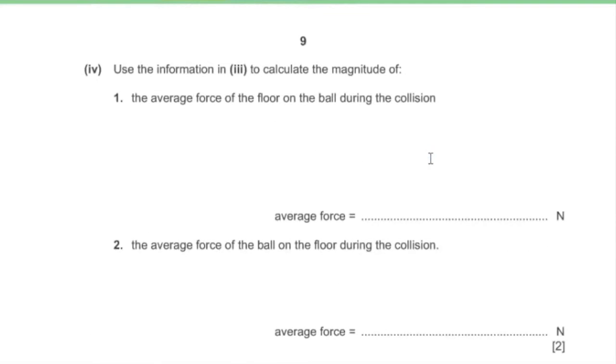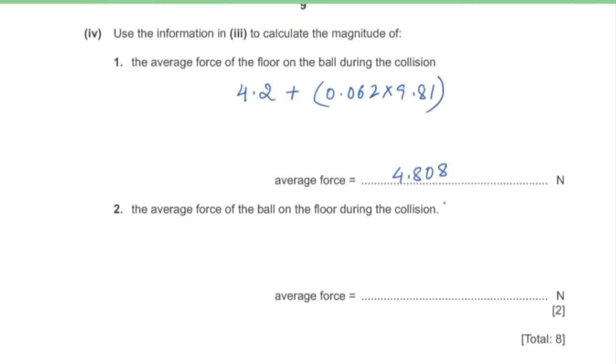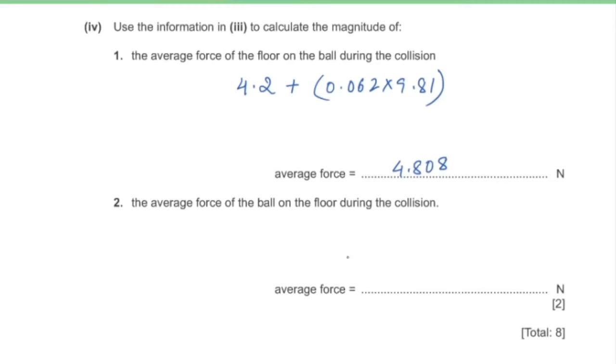Part 4 used the information in Part 3 to calculate the magnitude of the average force of the floor on the ball during the collision. So the average force of the floor is going to be equal to the resultant force on the ball plus the ball's weight. The resultant force acting on the ball due to the contact is 4.2 newtons, plus the ball's weight, which is the mass of the ball multiplied by 9.81 for g, and hence we have the average force of the floor on the ball as 4.808 newtons. The average force of the ball on the floor during the collision is also going to be 4.808 newtons. It will be the same according to Newton's third law.